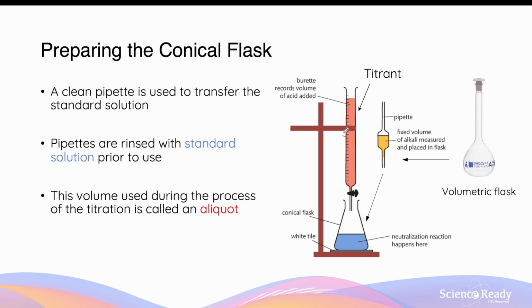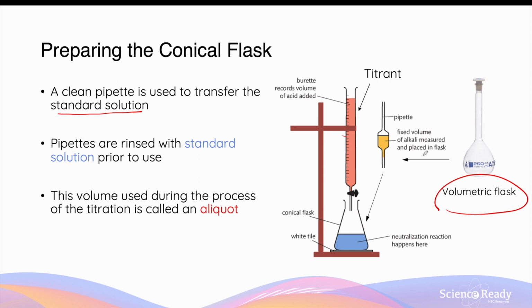Suppose for a titration, the burette contains the acid solution. The conical flask will then contain the base solution. And in our previous example, the base solution will be the standard solution of sodium carbonate. So the next step in titration is to use a clean pipette to transfer the standard solution from the volumetric flask into the conical flask.